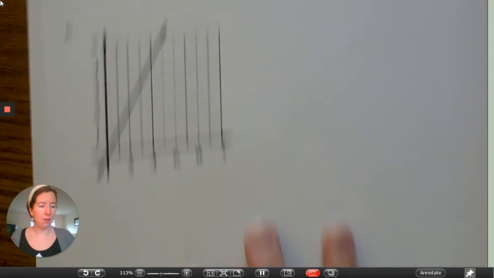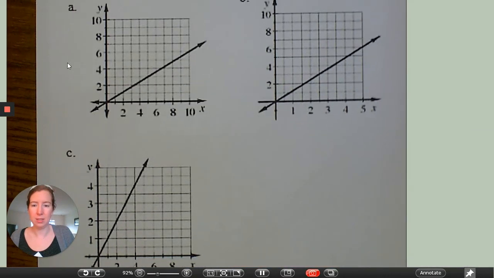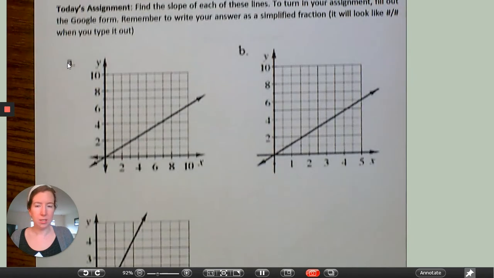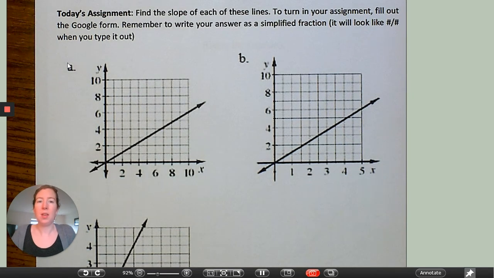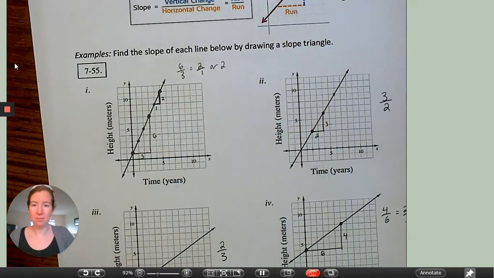What you're going to do today, there are 3 lines here. Made them nice and big so you can see them. You're going to need to find the slope of each of these ones. Then you're going to turn in your assignment on a Google form. All right, so just 3 short ones to answer. Please write it as a simplified fraction when you type it.